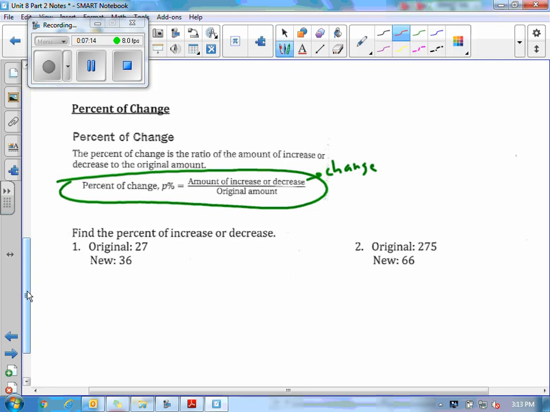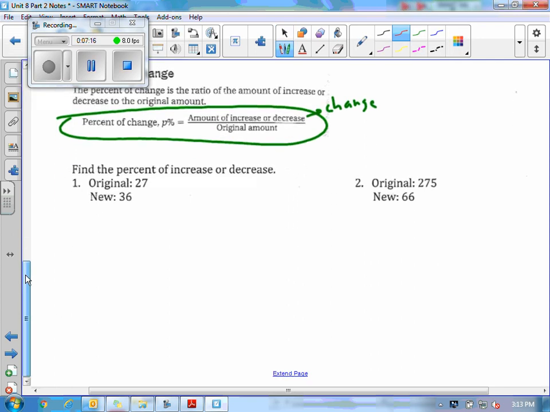So for the first example, you have an original of 27 and a new of 36. You're going to find the amount of increase or decrease just doing the bigger number, which is 36 in this case, minus the small number 27. And then it's always over the original. So it's big minus small over the original. 36 minus 27 gives me 9. So I have 9 over 27.